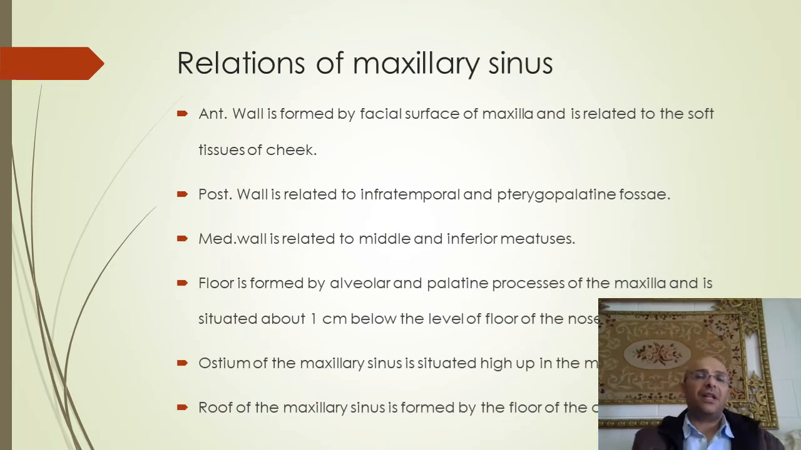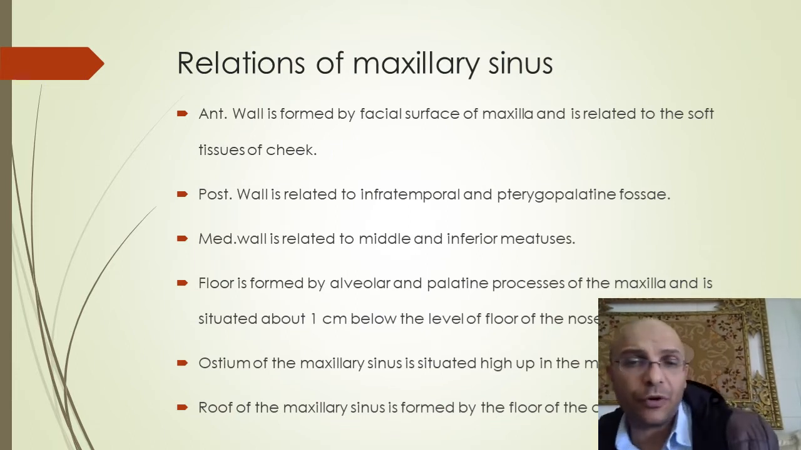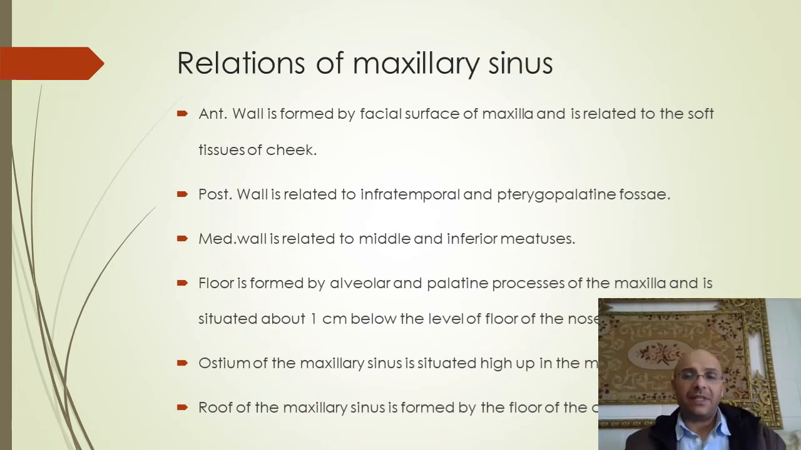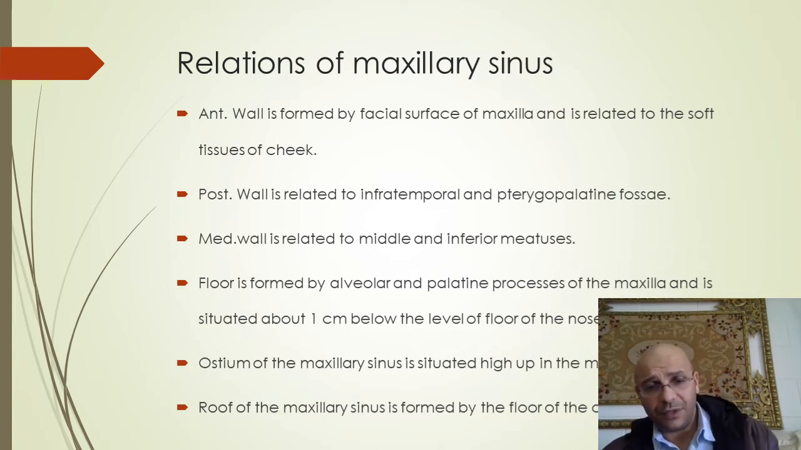Relations of the maxillary sinus: anterior wall formed by facial surface of the maxilla related to the soft tissue of the cheek. البوستيرير wall related للinfratemporal والpterygopalatine fossae. Middle wall is related to the middle والinferior meatuses. Floor is formed by alveolar palatine processes of the maxilla. It is situated about 1 centimeter below the level of the floor of the nose.